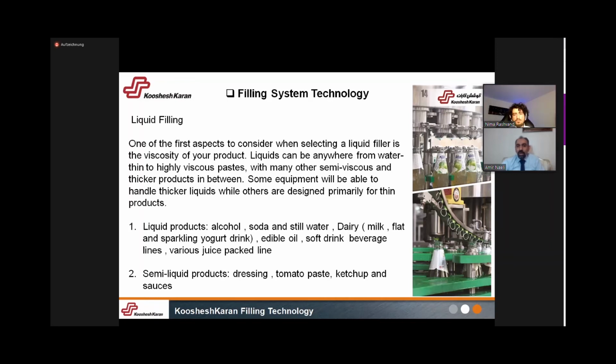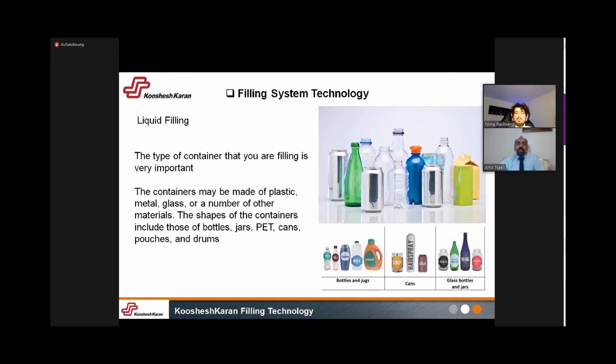The type of the container that you are filling is also very important. The container may be made of plastic, metal, glass, or a number of other materials. The shapes of the container include those of bottle, jar, PET, can, pouch, and drum. I mean, when you choose the filling machine, you must consider the container type. It's very important also.